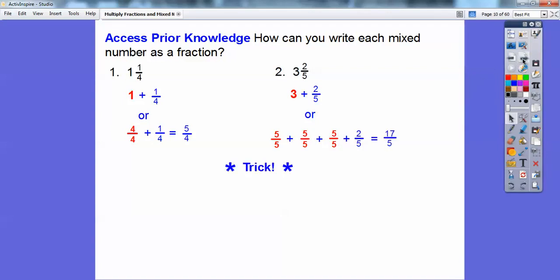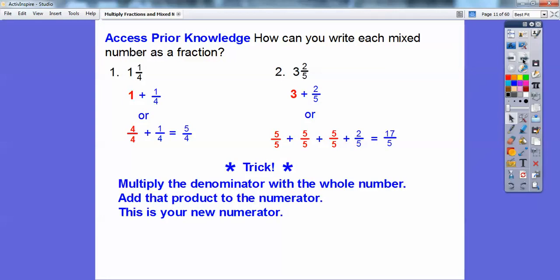All right, so there's a trick on this, you guys. You can multiply the denominator with the whole number. So if I multiply this denominator, 5, with this whole number, 3, and then we add that product, so 5 times 3 is 15. I'm going to add that product to the numerator, which is 2: 15 plus 2 is 17. That'll be my new numerator, which would be 17/5. So I did 5 times 3 is 15, plus 2 is 17. That's where I got the 17/5. Do you remember that? I mentioned that in one of the other videos also.